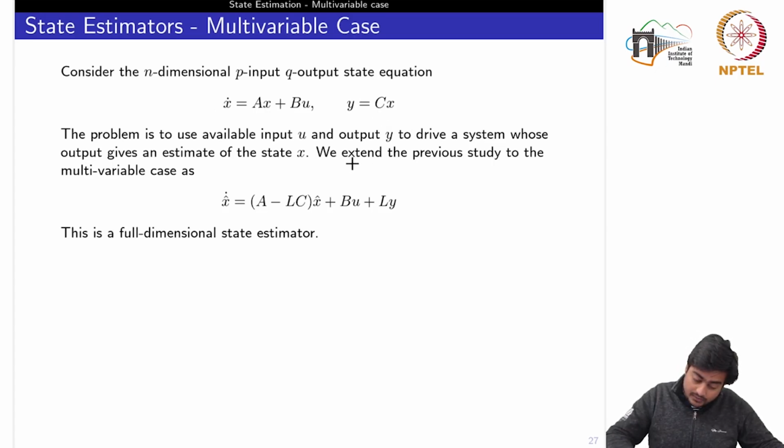Okay. So we can extend the previous study to the multivariable case as this one. This observer, we also call it the Luenberger observer, which is x hat dot is equal to (A minus LC) x hat plus Bu plus Ly. So this is basically the full dimension observer.